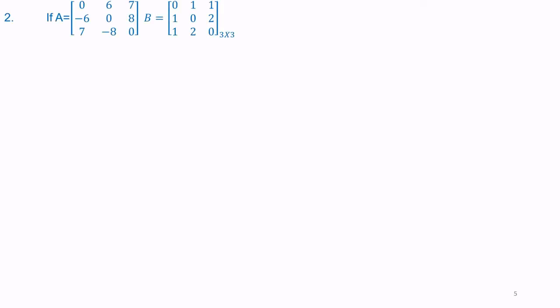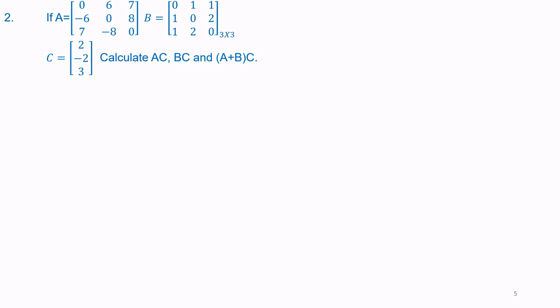If A is equal to 0 6 7, minus 6 0 8, 7 minus 8 0, and B is equal to 0 1 1, 1 0 2, 1 2 0. So matrix A is of the order of 3 by 3, and B is also of the order of 3 by 3. C is also given, but it is of the order of 3 by 1. That is 3 rows are there and 1 column.